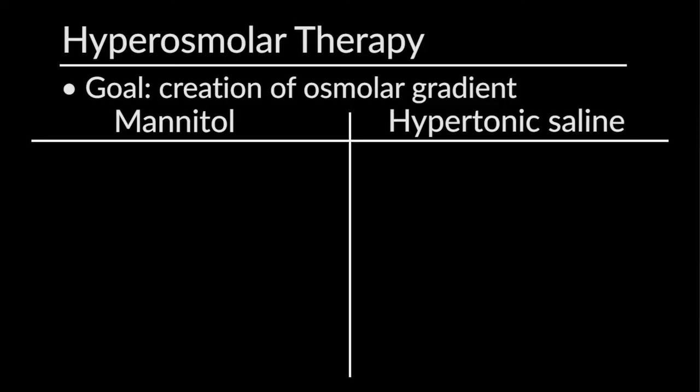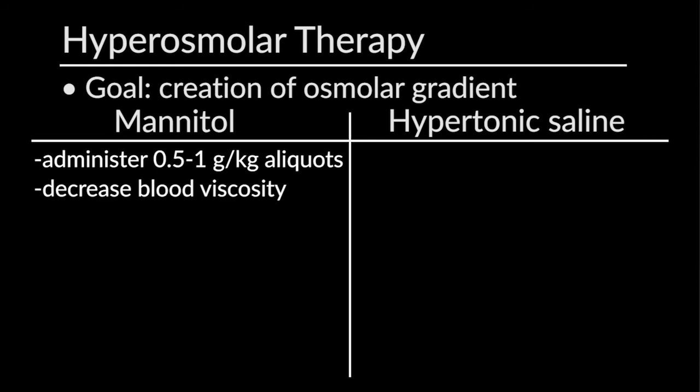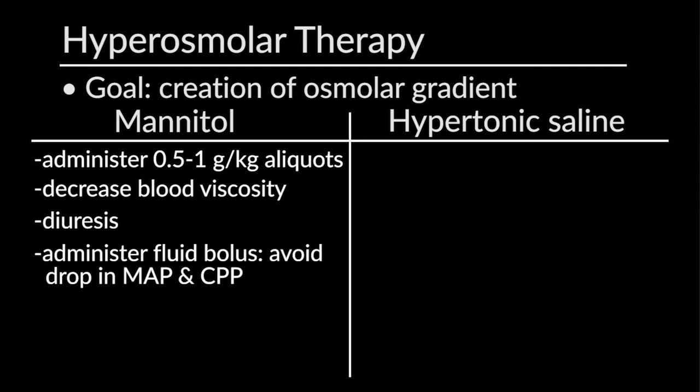So typically with mannitol, we're going to think about using amounts of 0.5 to 1 grams per kilogram aliquots. And how mannitol works is that it is essentially like giving a large sugar into the brain. It's going to decrease your blood viscosity, and it's going to cause a diuresis. So it's important to think about giving a fluid bolus when using this therapy so that you don't have an extreme drop in your mean arterial blood pressure that may also then decrease your cerebral perfusion pressure.